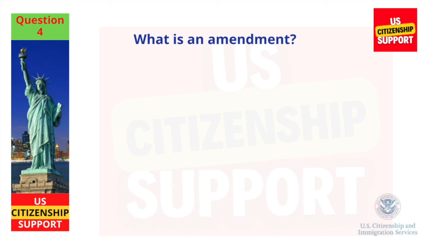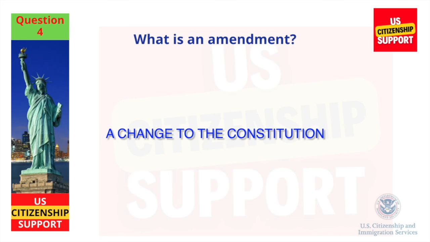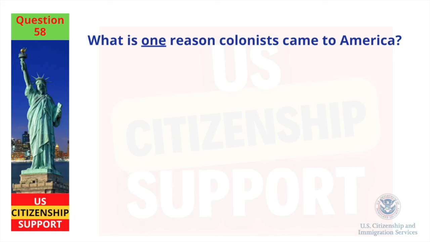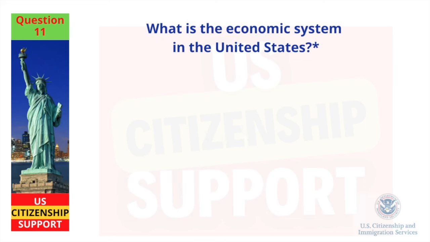What is an amendment? A change to the Constitution. What are two ways that Americans can participate in their democracy? Vote. Join a political party. What is one reason colonists came to America? Freedom. What is the economic system in the United States? Capitalist economy.